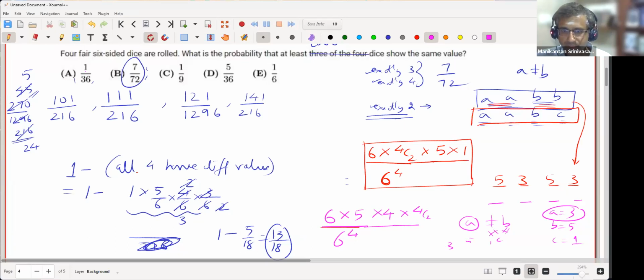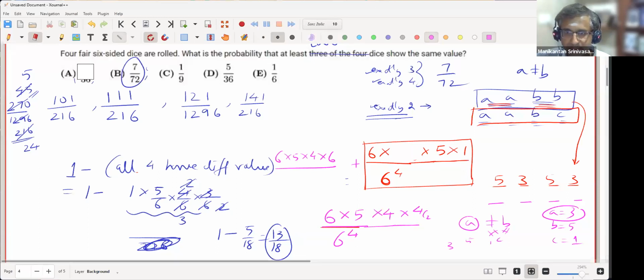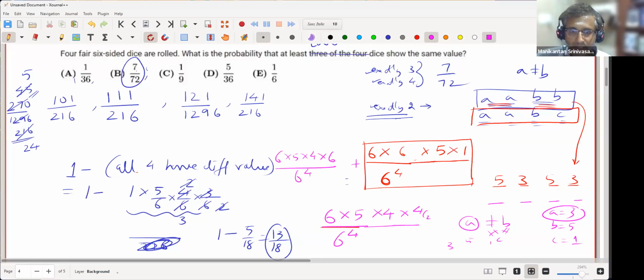Okay, so the sum should be 6 into 5 into 4 into 4 choose 2, which is 6. So here also I'll replace this 4 choose 2 with 6. Okay, so this is 6. And let's simplify and add, and see whether we get the same answer, 13 by 18.